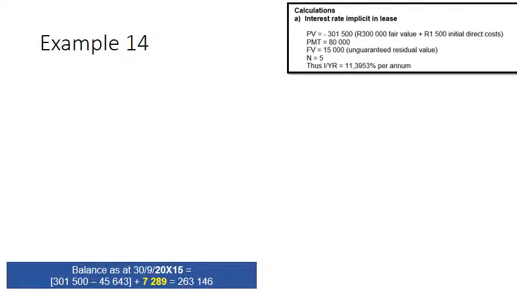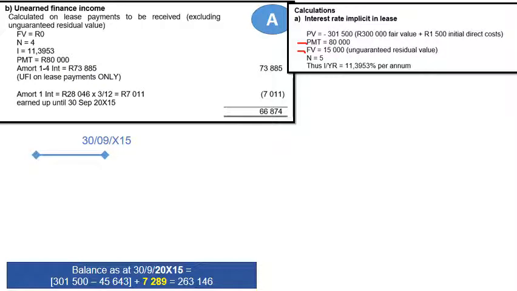To calculate our amortization table, we use this calculation of the interest rate implicit in the lease. And here we included the lease payments as well as the unguaranteed residual value. Now we have to calculate the unearned finance income on the lease payments only, which means our future value in this calculation will be zero. The calculation stays exactly the same otherwise, but the future value is zero. And also because 1 year of the lease is already passed, we will now use N4 because we've got 1, 2, 3, 4 years of the lease remaining.